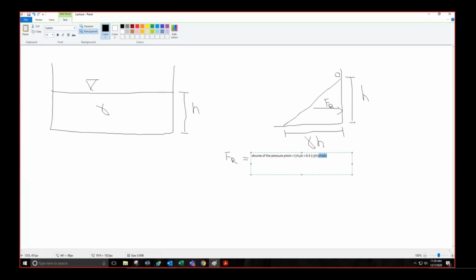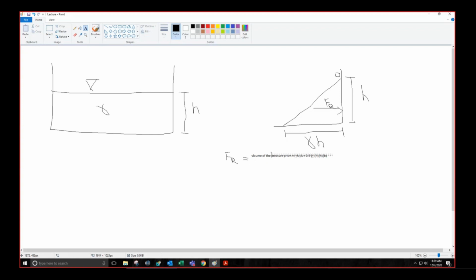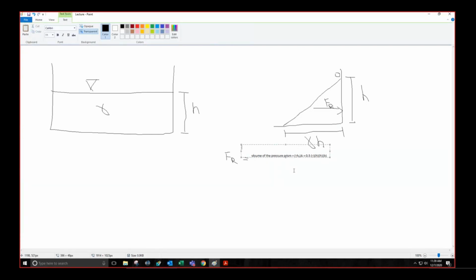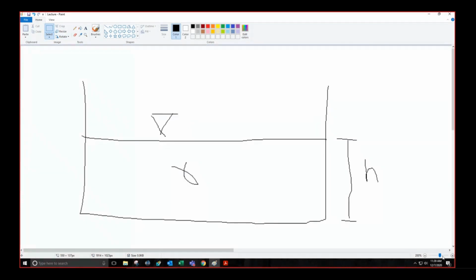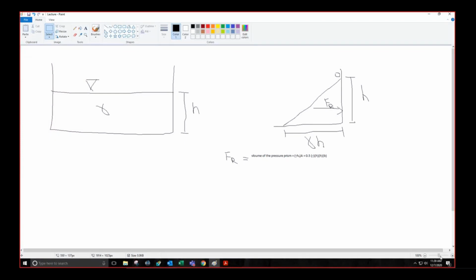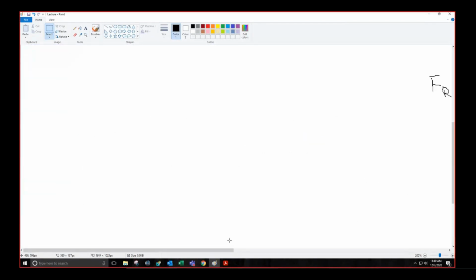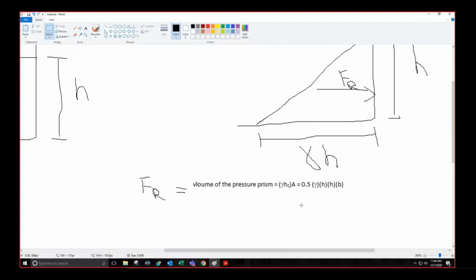Is it clear? Sir, the writing looks very small, can you zoom in a bit? Let me zoom this in. Is it visible now? Yes sir. So gamma HcA is the regular formula, but the area and volume of this triangle or prism is the formula we are going to use for calculating through graphs.